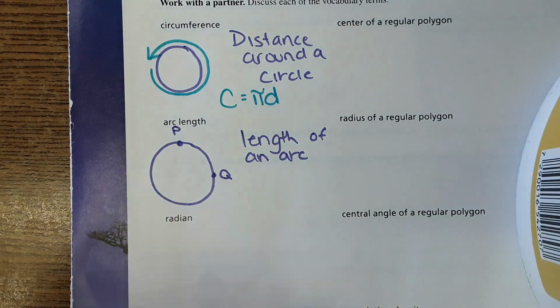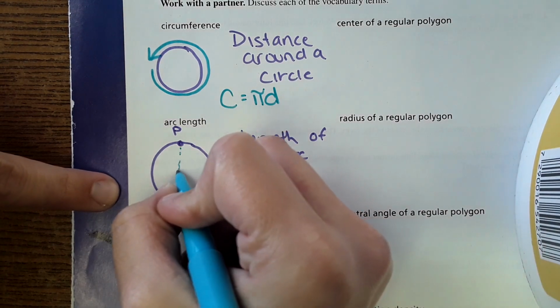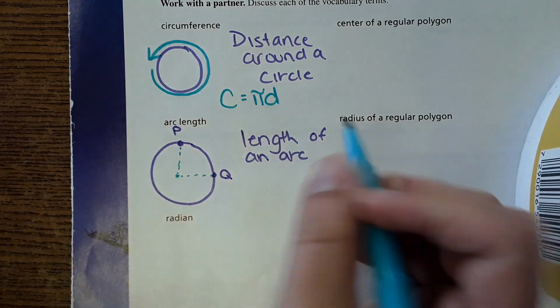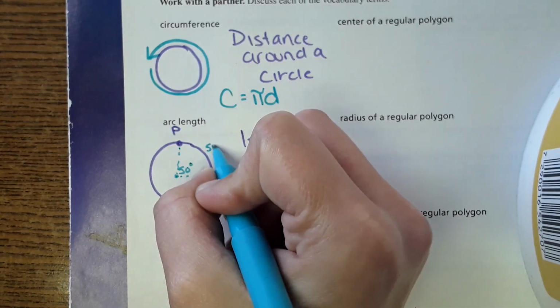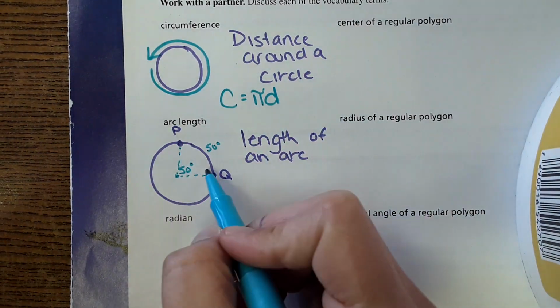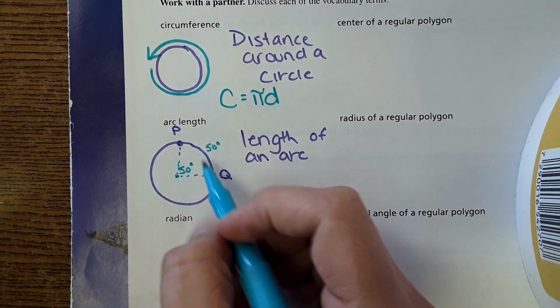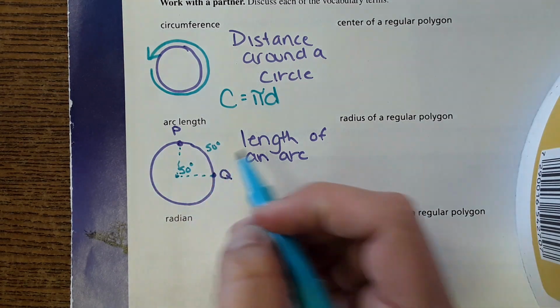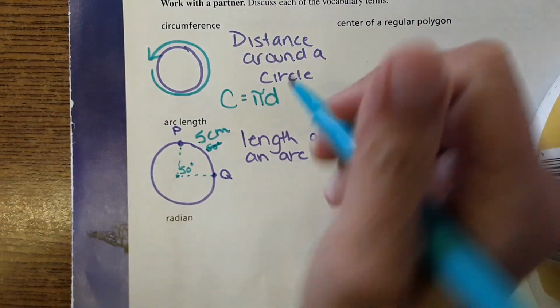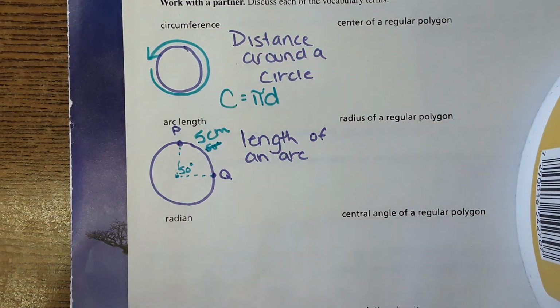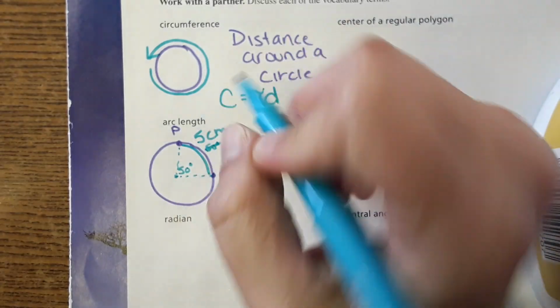So let's say that they have this kind of drawn out. They say that this is maybe 50 degrees and this is 50 degrees. It's not asking for the degree measure. It's not asking for what fraction of the circle that is. They're asking for actually a length. So we're going to be looking at maybe 5 centimeters or something like that. So arc length would be the length of just this part.